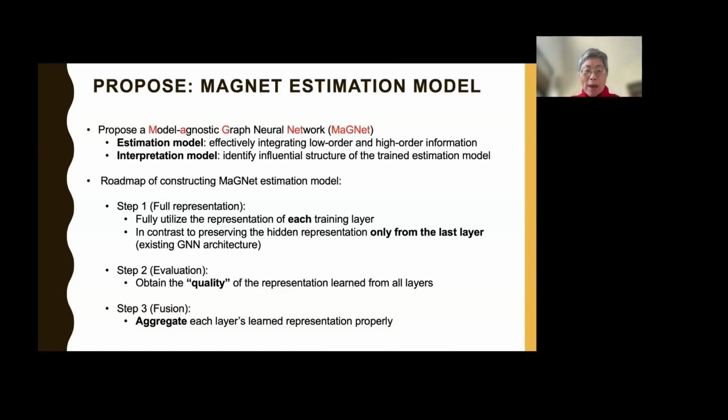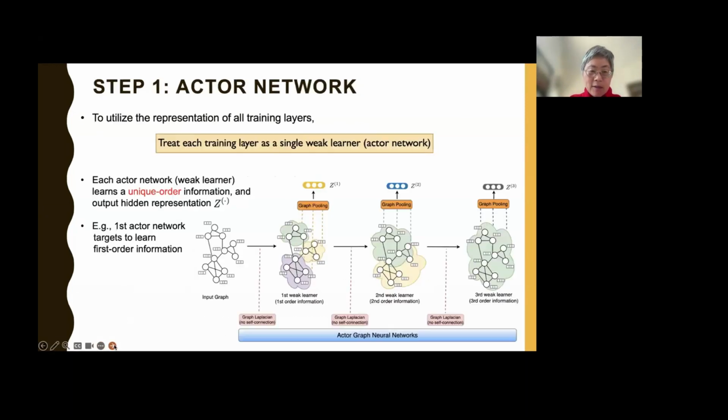So this is a roadmap for the first task, the estimation model. We want to have a full representation, not just the final output. We also want to evaluate the quality of each representation. And the third one is a fusion part. We try to aggregate them, okay? This is just for the first task.